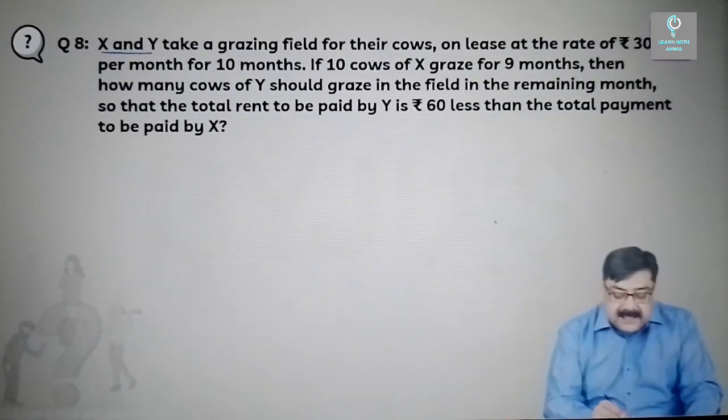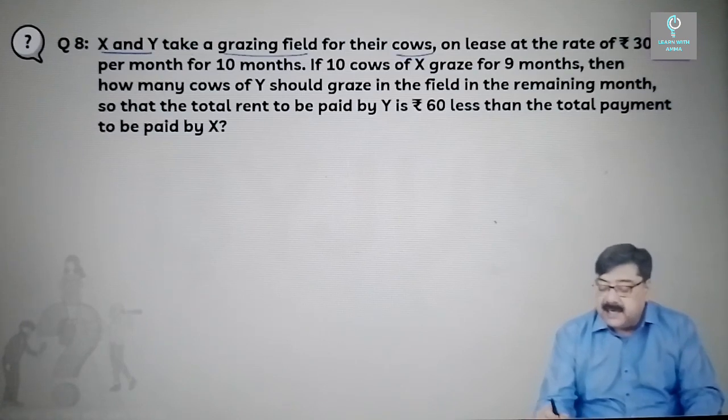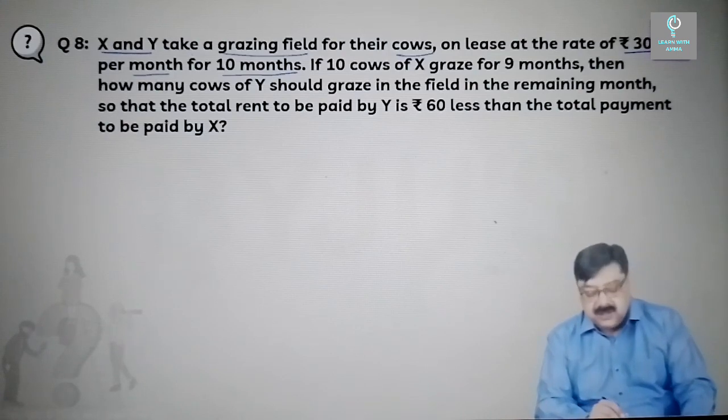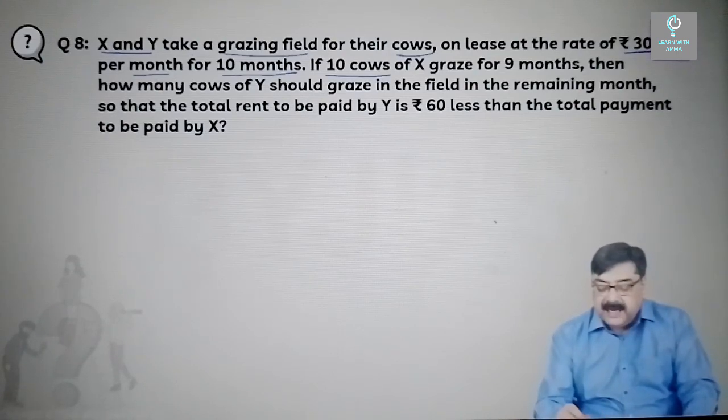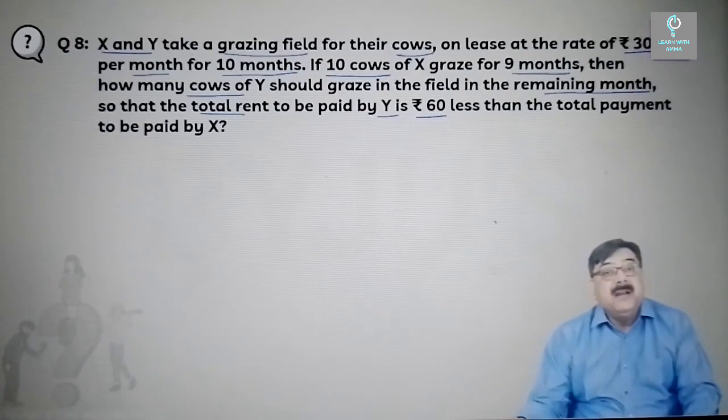Next question. X and Y take a grazing field for their cows on lease at the rate of rupees 30 per month for 10 months. If 10 cows of X graze for 9 months, then how many cows of Y should graze in the field in the remaining month so that the total rent to be paid by Y is rupees 60 less than the total payment to be paid by X?